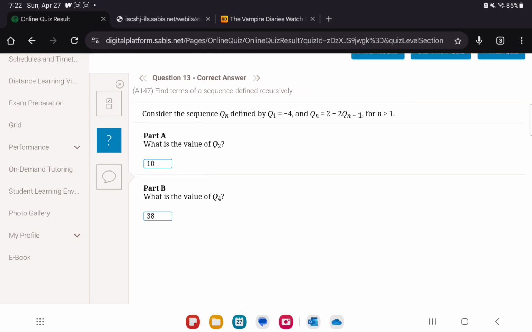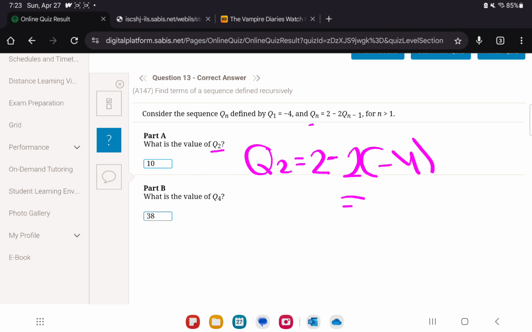Okay, now this is the question I hate because it's so much stuff for no reason. To find Q2, they're already telling you that Qn is 2 minus 2Q(n minus 1). So Q2 equals 2 minus 2 times Q(2 minus 1), so Q1, so it's minus 4. Do that on your calculator or mentally or whatever you decide to do.